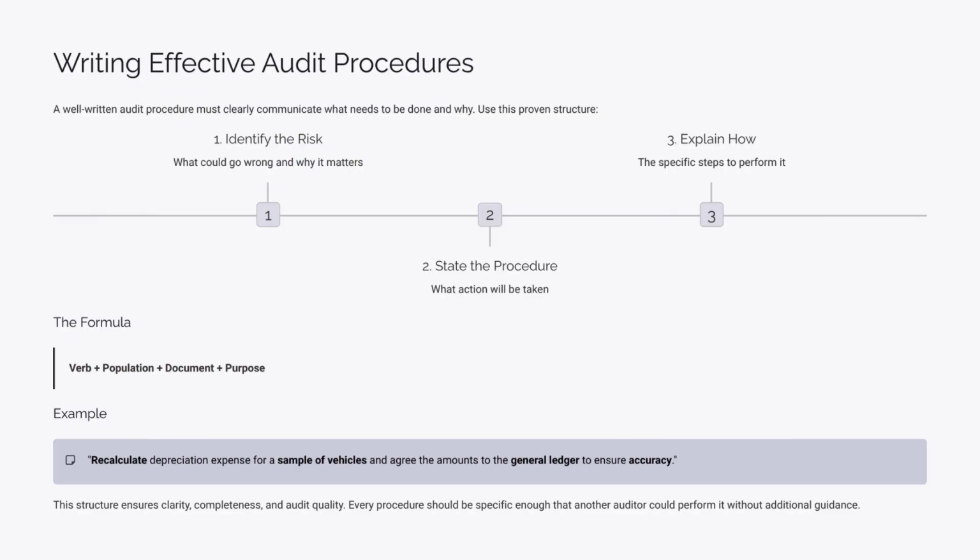A good procedure must clearly state: 1. What the risk is and why it matters. 2. What the procedure is. 3. How to perform it. The structure is verb plus population plus document plus purpose. Example: recalculate depreciation expense for a sample of vehicles and agree the amounts to the GL to ensure accuracy.